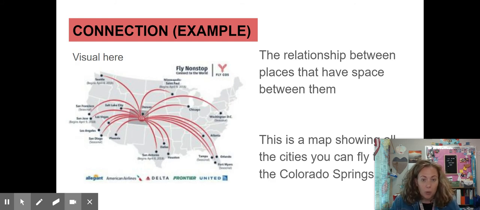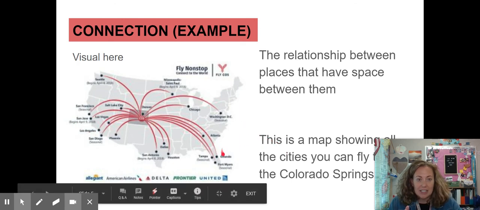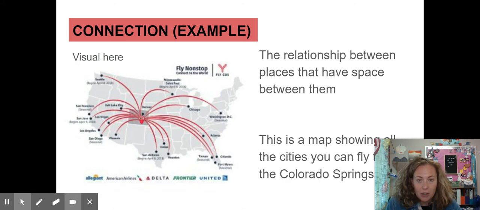So for this one, what I chose to do is my description is this is a map showing all the cities you can fly from the Colorado Springs Airport. So you have the little Colorado Springs Airport here, and then they have all these lines going out showing where you can fly nonstop. So that's connection, right? From Fountain to the airport is like an 8-minute drive. And I get to the airport, and then I can basically go anywhere in the United States that this map gets me to. And so obviously even though we are not close to a lot of places in the United States, we can get to them through our connectivity.